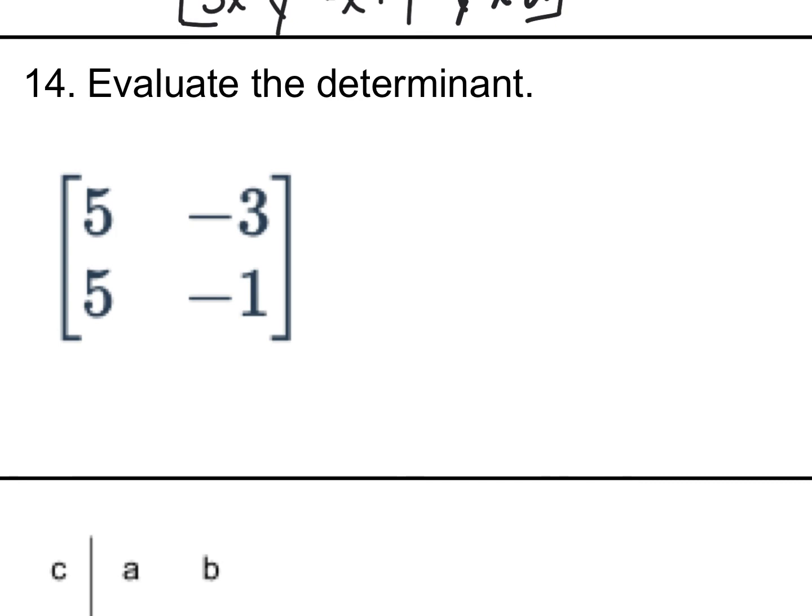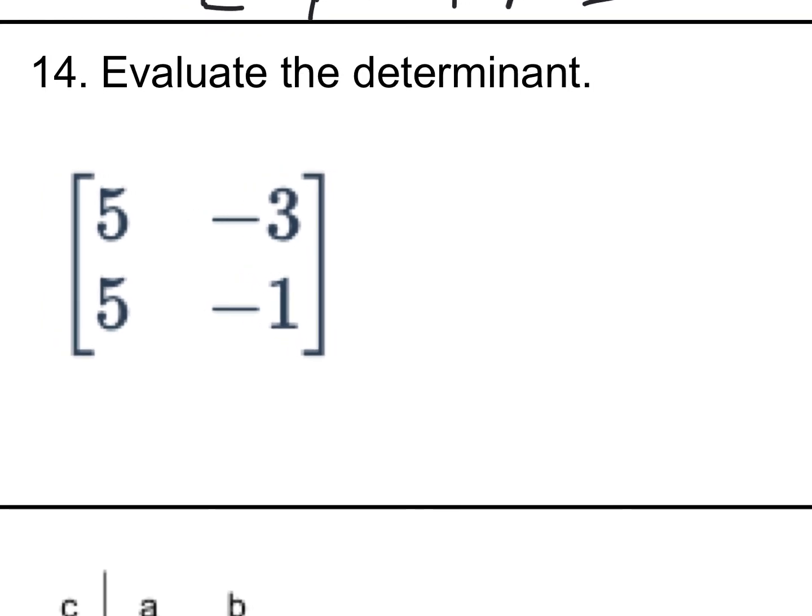So don't do that. When we evaluate determinants, we start in the top left-hand corner, right? We start by multiplying down, so 5 times negative 1, negative 5, and then we subtract, that's the big thing, what we multiply up. So 5 times negative 3 would be negative 15. So we subtract that negative 15, don't add them, okay? So negative 5 minus negative 15 is going to be what? 10. Yep, 2 negatives make a positive, and negative 5 plus 15 is going to be 10.